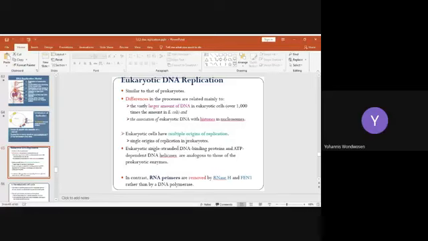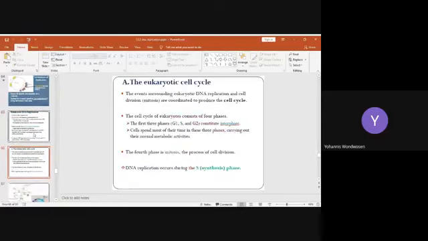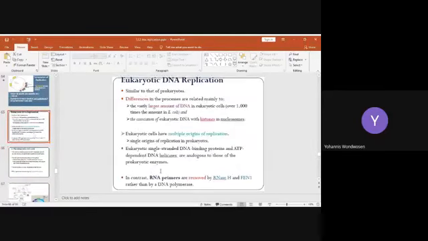Eukaryotic single-strand DNA binding proteins and ATP-dependent DNA helicases are analogous to those of the prokaryotic enzymes, and they share similarity. The RNA primers are removed by RNase H and FEN1, types of proteins with enzymatic activity, rather than by DNA polymerases as in prokaryotes.